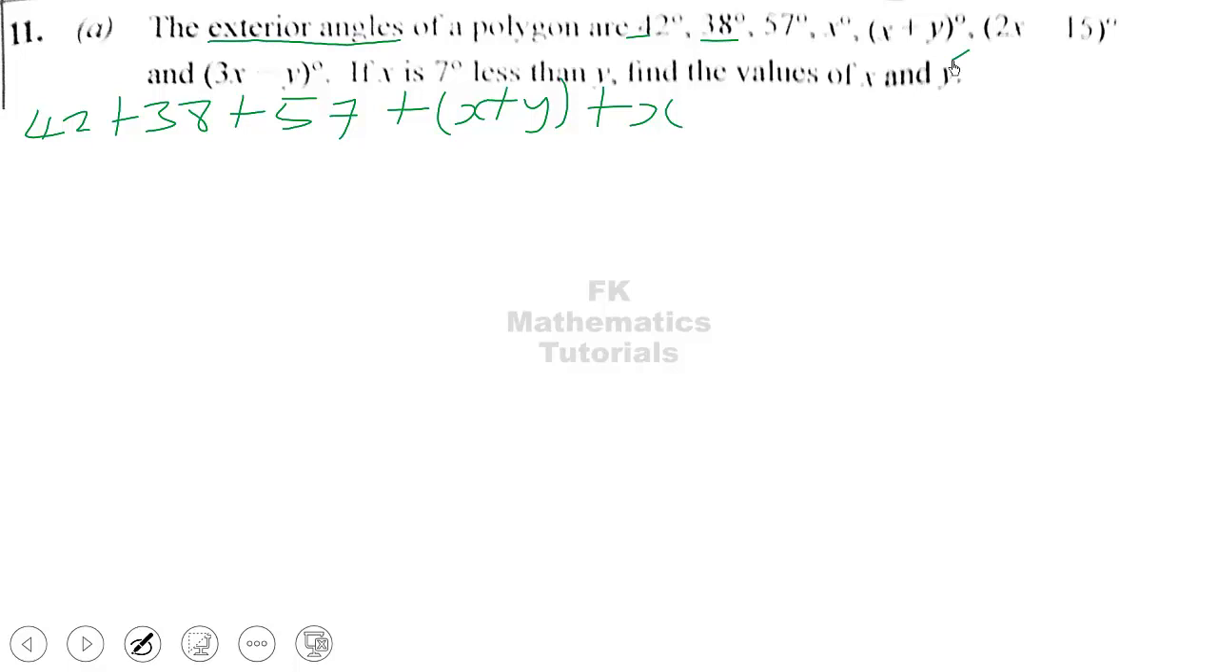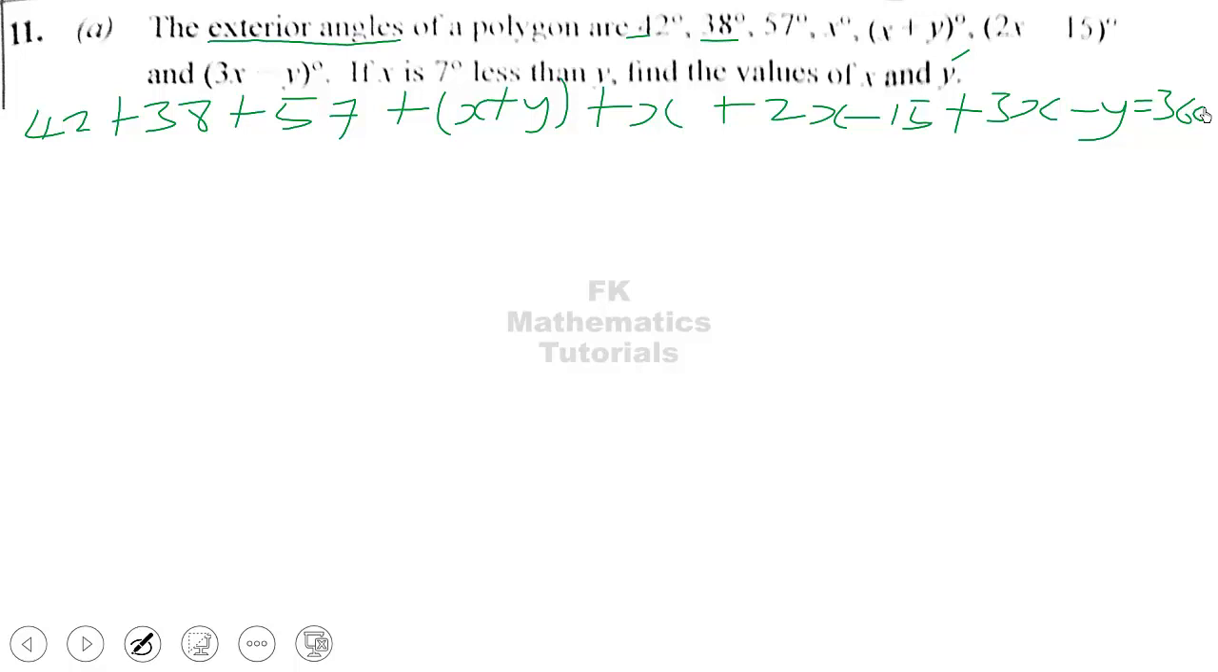So we are here now. And 2x minus 15. Then we have 3x minus y. All should give us 360 degrees. Put the degrees there in each of them.